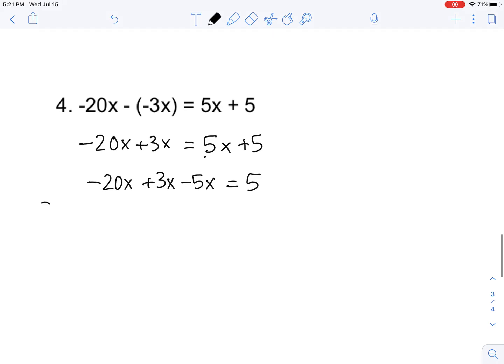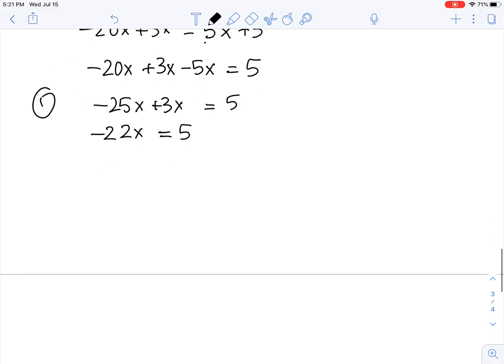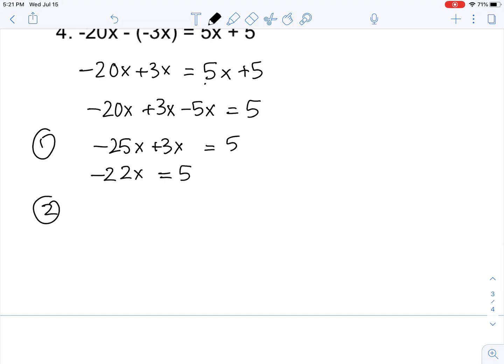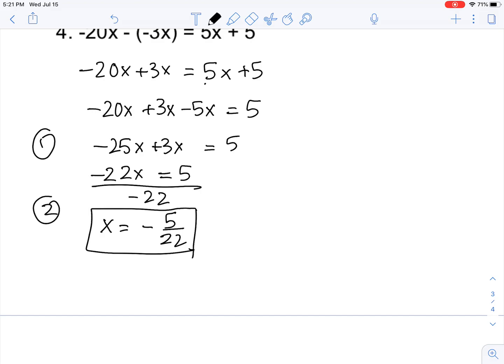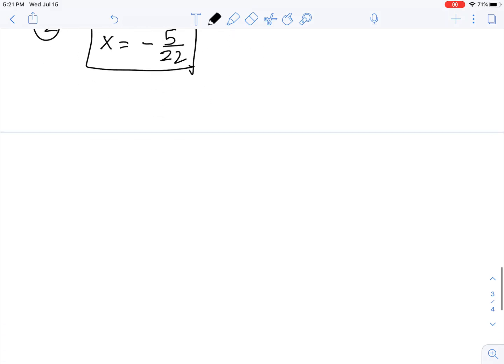Now, our first step would be to combine all these like terms. So negative 20x plus 3x minus 5x is negative 22x is equal to 5. Right? So then our second step would be to divide negative 22 on both sides so we can get x alone. So x is equal to negative 5 over 22. And that will be our answer for number 4.